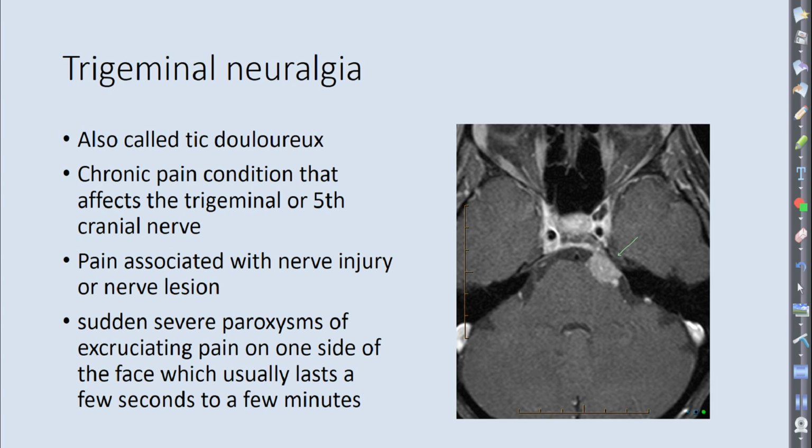Is our lesion highlighted? T2. I know this is post-contrast because I see contrast in the meninges. You see it right here? You see it in the sinuses right here? So I know this is post-contrast. And post-contrast usually means it's T1.